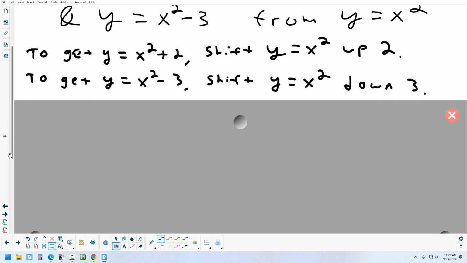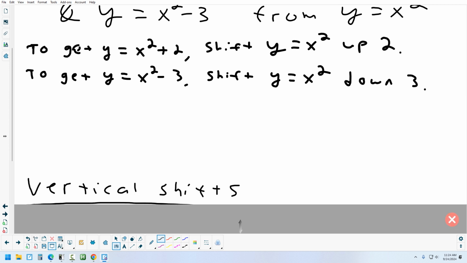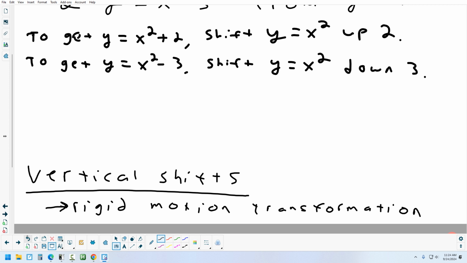Okay, these are both examples of what we call translations. In a translation, you are not stretching anything. You're just taking what you have and sliding it somewhere else. That's it. So these are called vertical shifts. Vertical shifts are an example of a rigid motion transformation. Again, rigid motion means no stretching. Slide. And whether you shift up or shift down, it all depends on the number that's on the end.